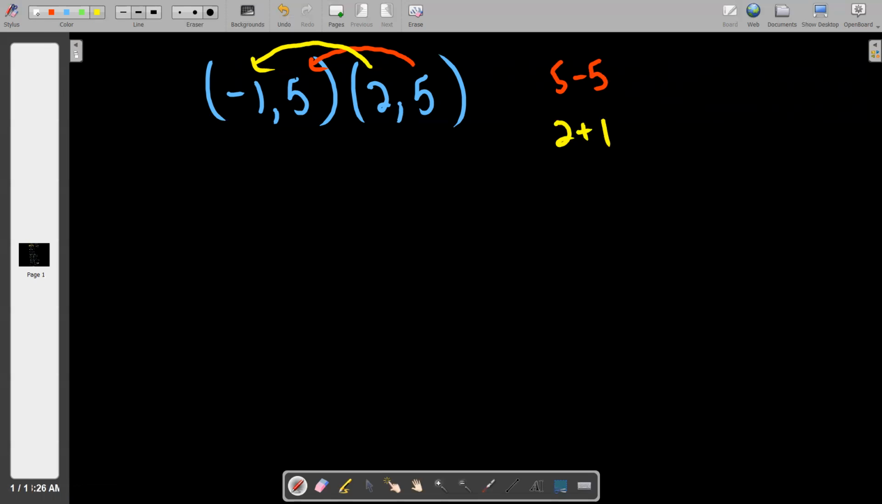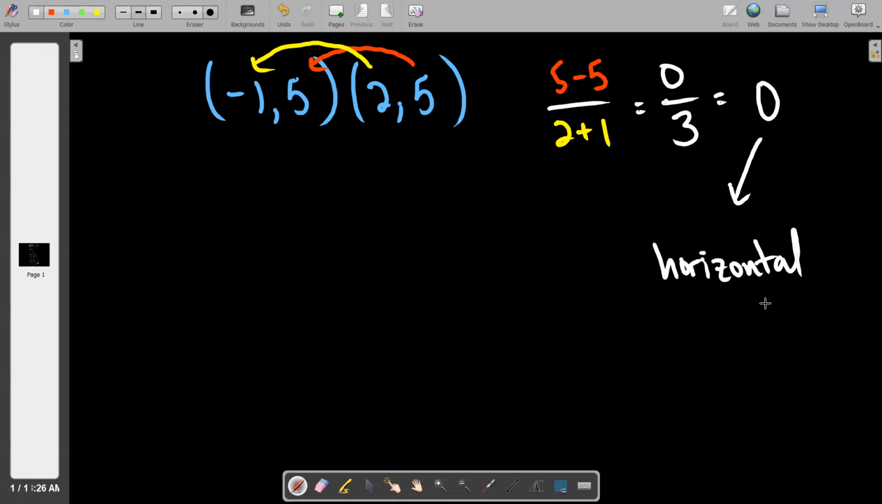And when I go to find the actual slope, what's 5 minus 5? And what's 2 plus 1? 3. And what is 0 over 3? 0. When I see a slope of 0, what kind of line does that mean I have? And so the moment I know, and my brain and I come together in consensus, you're a horizontal line. How do you write the equation of a horizontal line? You write y equals a number.